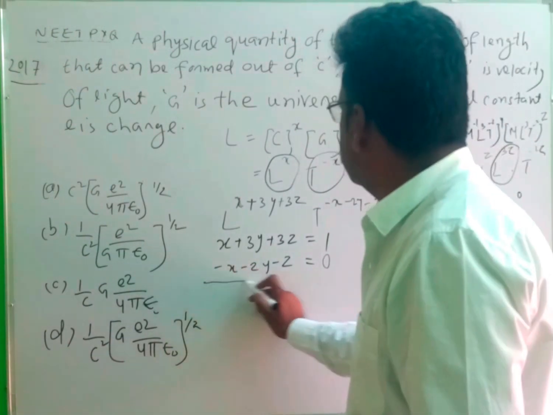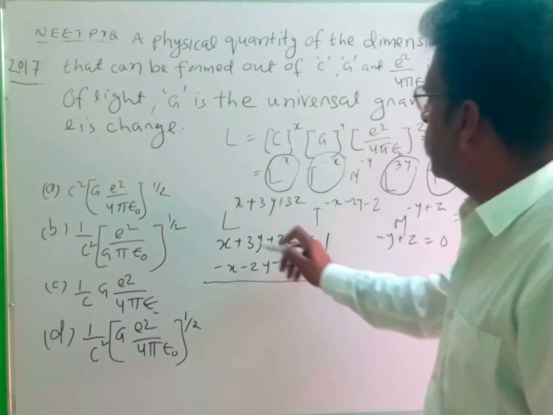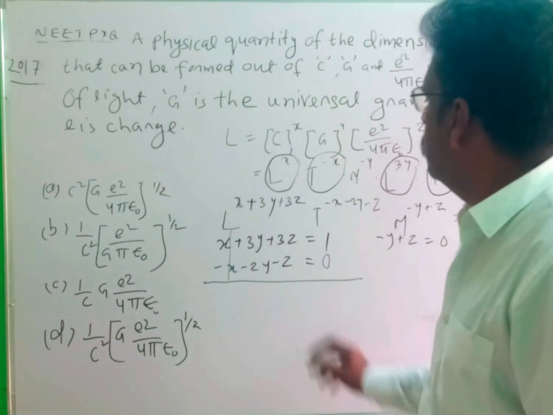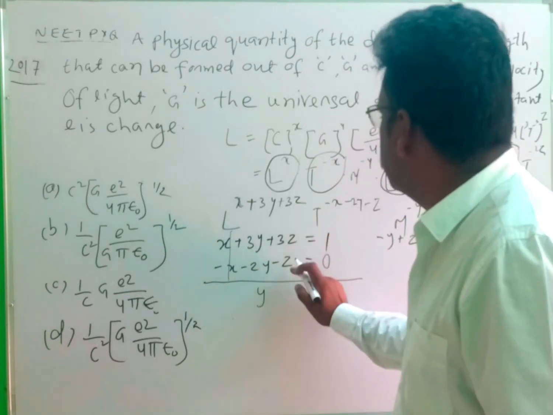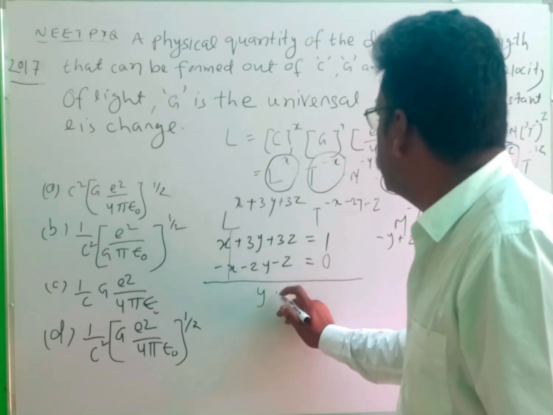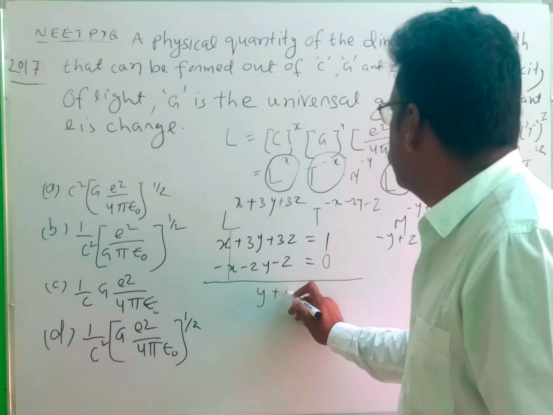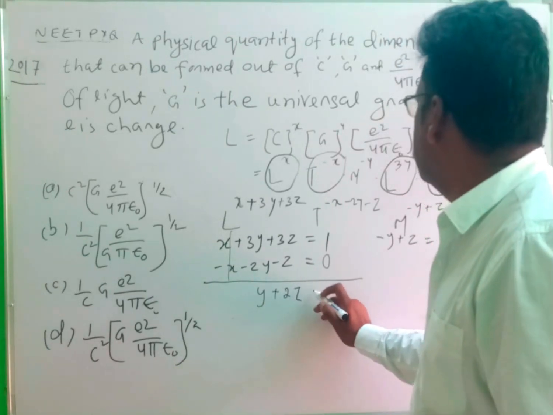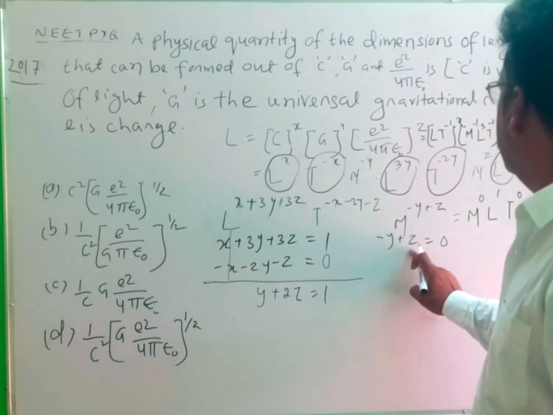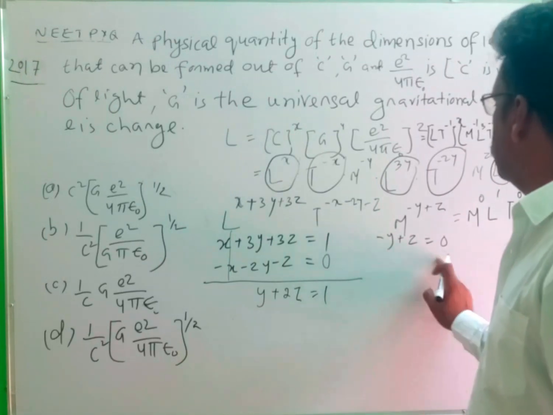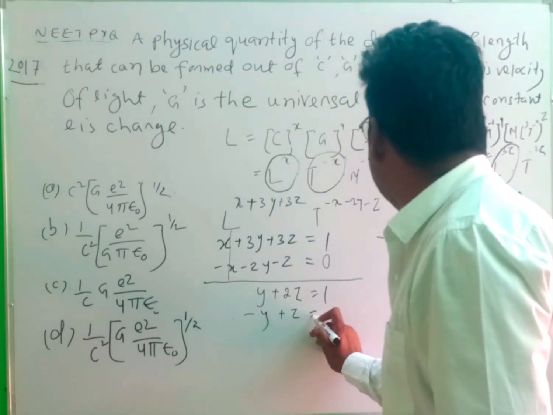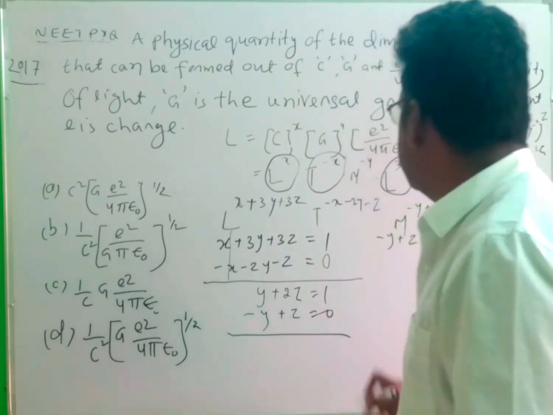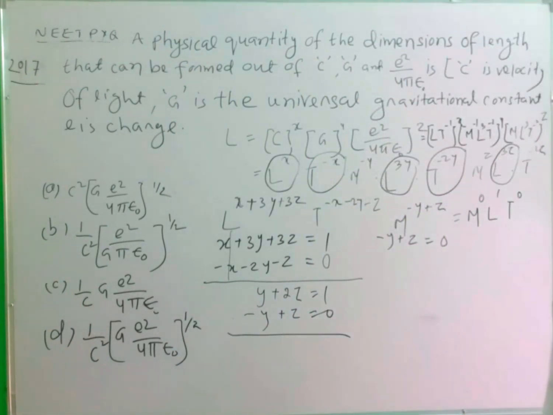So let us add equation 1 and 2, students. Then x minus x cancel out. This becomes 3y minus 2y is equal to y. 3z minus z is equal to 2z is equal to 1. And here we will write this equation 3, minus y plus z is equal to 0, and add this 3. Okay, student.